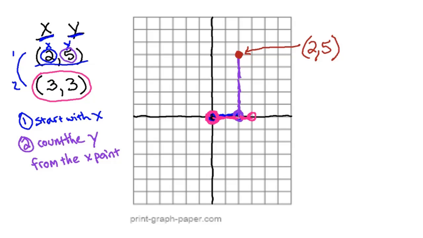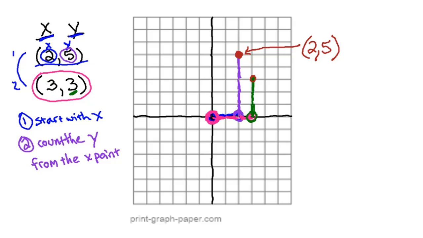And then the Y is also 3. And that's just a coincidence that they're both 3. The Y is also 3, so when you do the Y, you start from where you left off at the X. And then you're going to go up 3. 1, 2, 3. And so this is where you plot the ordered pair of 3 and 3.